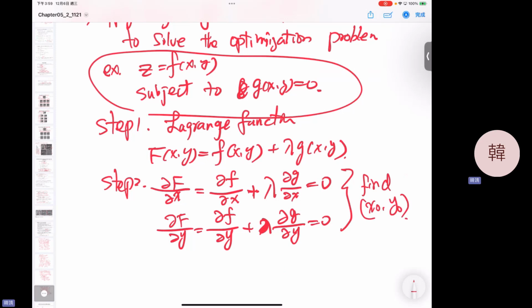I think time is up, so we are going to do it next time. If you can do it by yourself, that's good, because it's easy and straightforward. Multiply by a Lagrange multiplier, and then do the optimization approach. Then we will use this box maximum volume example to demonstrate that they have the same result.